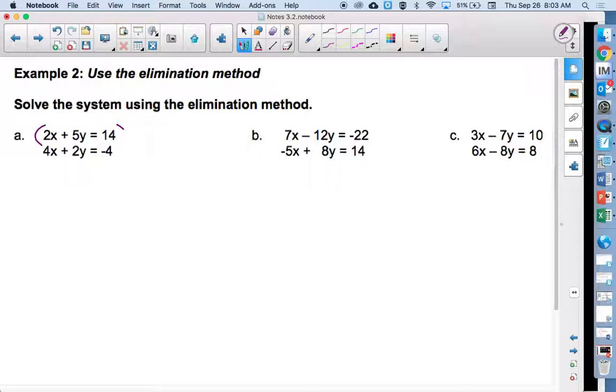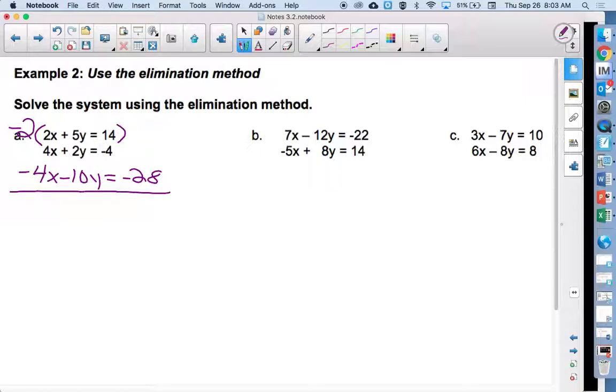Yeah, so the top equation, he said multiply by -2. So here's a 2x, underneath is a 4x. I can make the x's the same with different signs by multiplying the top equation by -2. Now remember, you need to multiply everything in that equation by -2 to keep it equivalent. So the new equation is -4x, -10y, and -28.